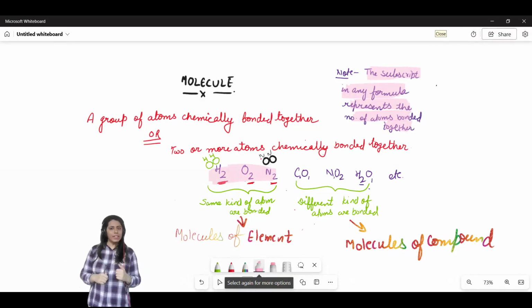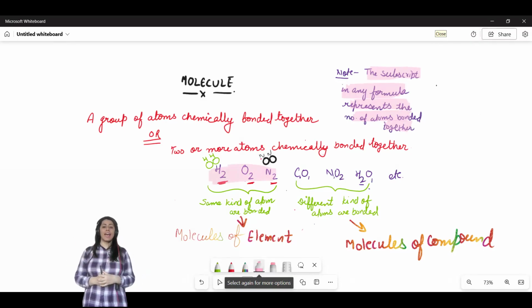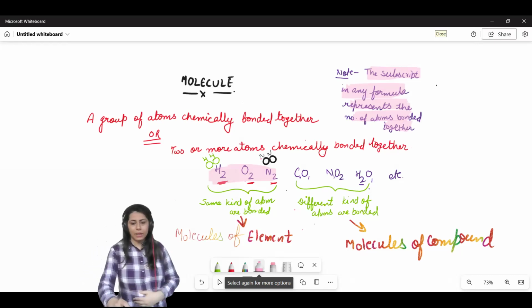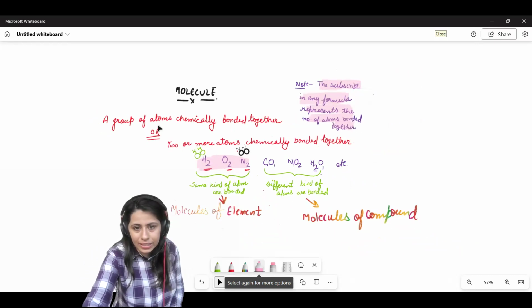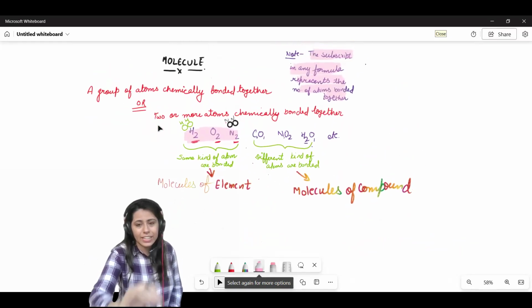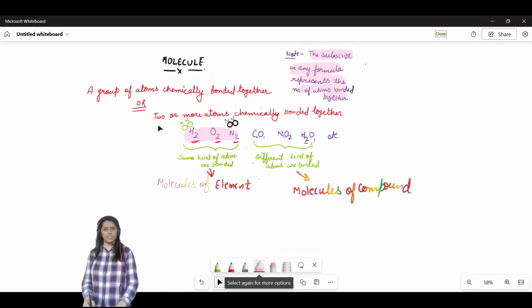These are a few examples where you see only one kind of atoms bonded together. On the right hand side, CO, NO2, H2O, because they have atoms of different kinds bonded together, they are forming molecules of compounds. Because what is a compound? A compound is a substance made up of more than one kind of atoms bonded together, right? So, molecule is a common term for both of these. Now I know many of you are thinking, ma'am, are NaCl and CuSO4 not categorized as molecules?